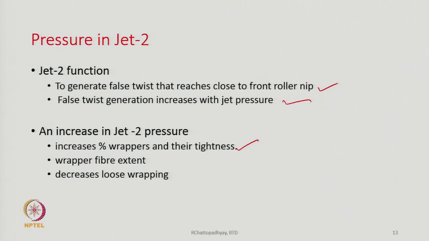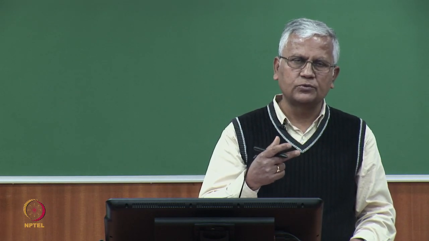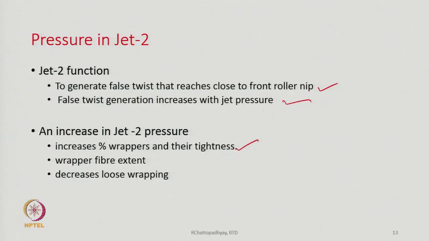Tightness of wrapping also depends upon the magnitude of false twist that is generated. Ultimately, the wrapper fibers, the edge fibers which are forming wraps, will get additional wrapping when the false twist is removed by the time the yarn is moving out of the jet. So, now all these wrapper fibers will get twisted reversely. If the false twist is more, the reverse twisting also will be more, and we would expect more tight wraps to be formed. That is what can be expected.